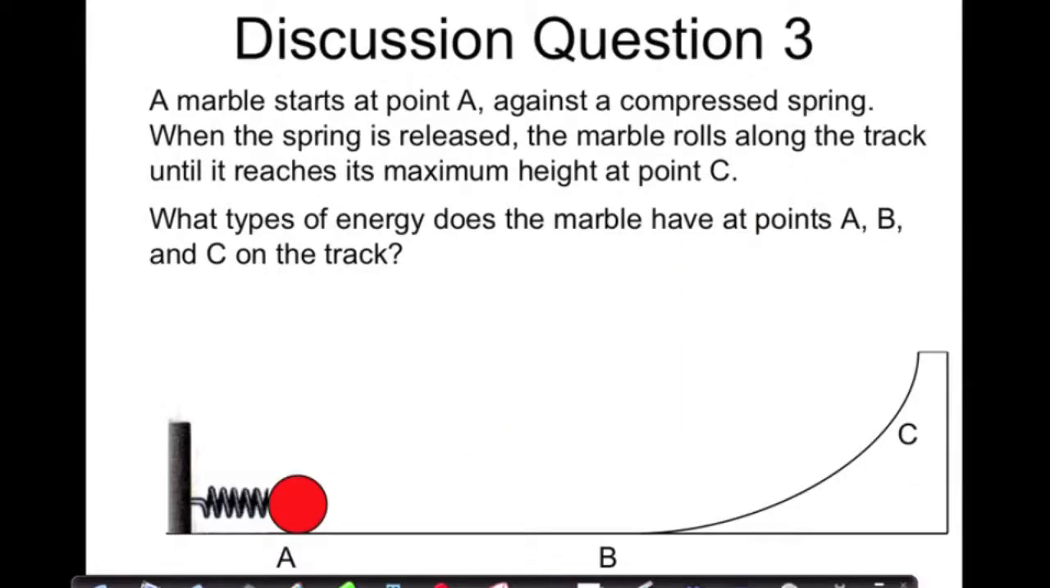All right, for discussion question 3, a marble starts at point A against a compressed spring. When the spring is released, the marble rolls along the track until it reaches its maximum height at point C. What types of energy does the marble have at points A, B, and C on the track? Let's pause the video and think about that first.